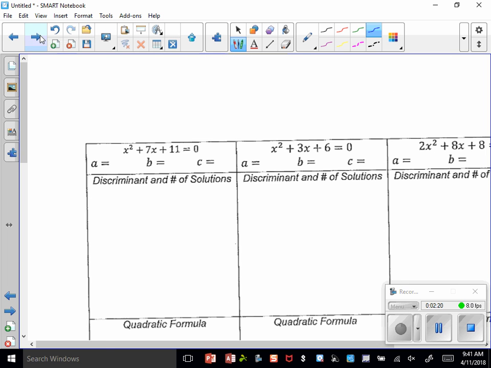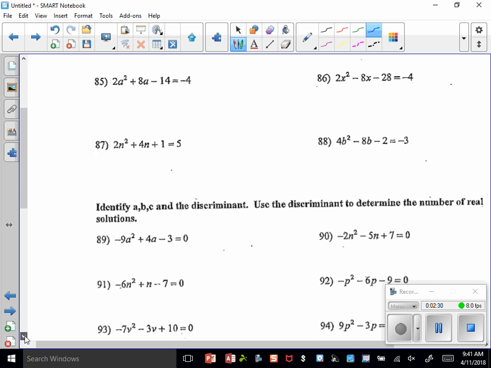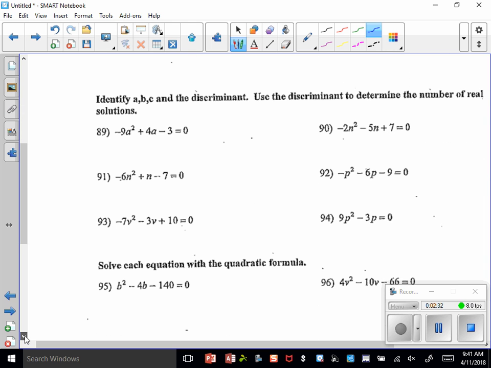So go to page 14, because like I said, we're not going to do the quadratic formula today, but we are going to do a little piece of the quadratic formula, which is called the discriminant. This is problem number 89. It says identify A, B, and C. So we know how to do that. So A equals -9, B equals +4, and C equals -3.